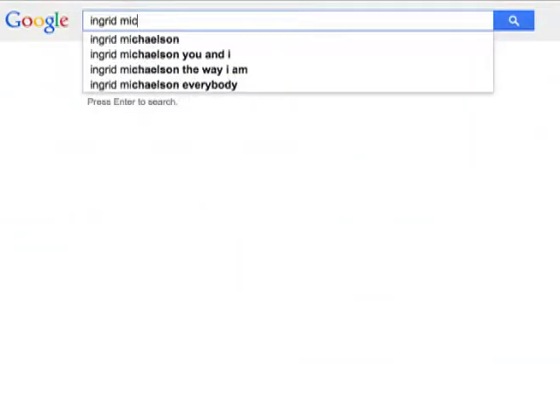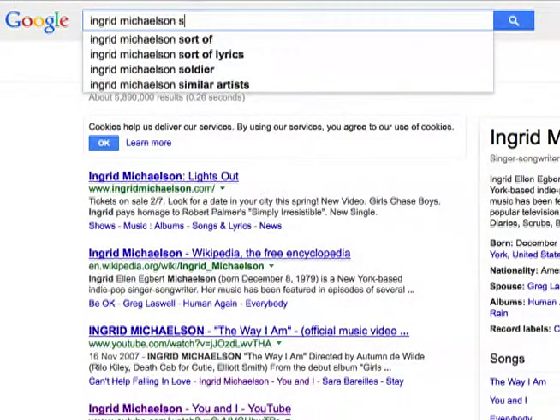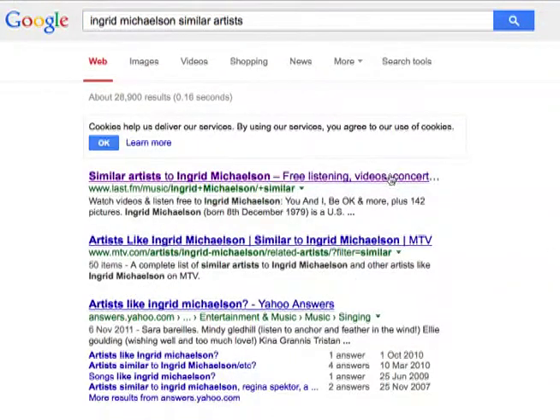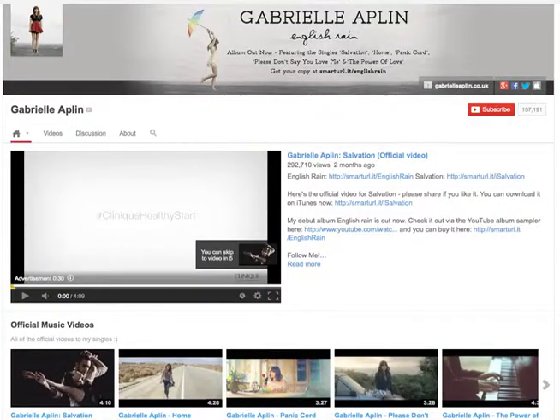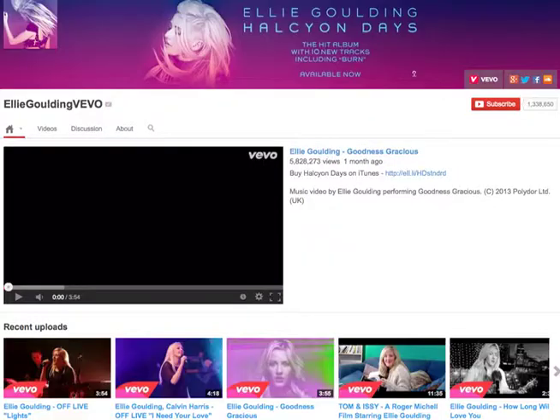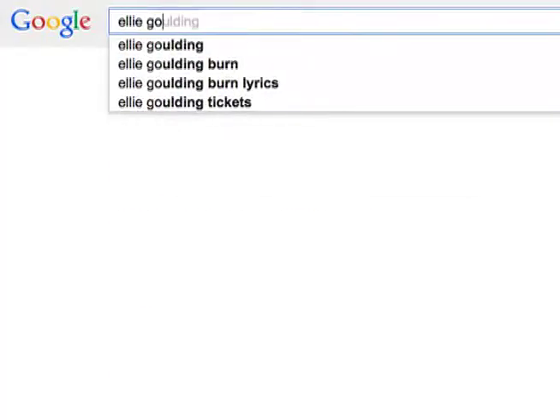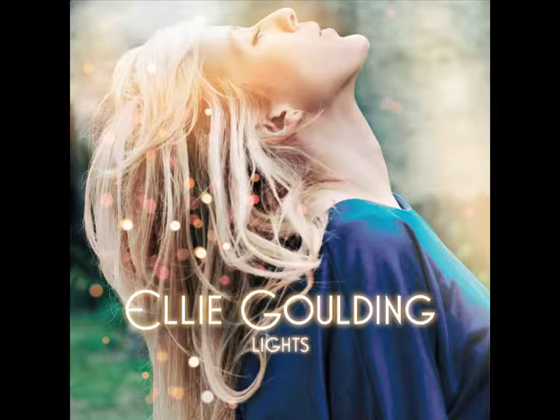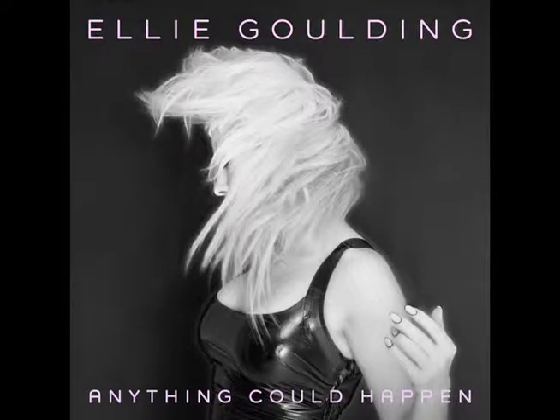To find concepts, I had moved on to researching artists who belong to the same genre as Ingrid Michaelson. After looking for similar artists to Ingrid on YouTube, I had found two artists, Gabrielle Aplin and Ellie Goulding, who had produced similar music to her. I then began Google image searching these artists to find out what kind of album artwork they had so I could take inspiration from them in order to have an idea of what my ancillary tasks should look like when it's done.